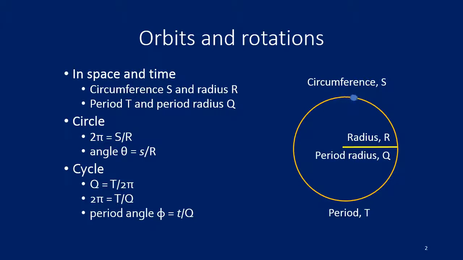A cycle, the time view, we can infer a period radius Q as the period divided by 2 pi. So we can turn that around and we have 2 pi equals time period T over Q, the period radius. And then the period angle, we'll call it phi, is a part of that period divided by Q.